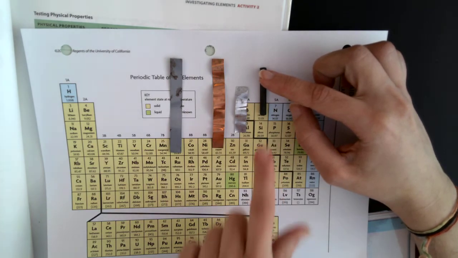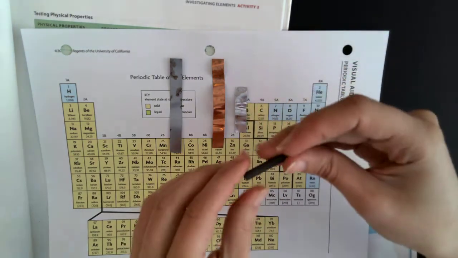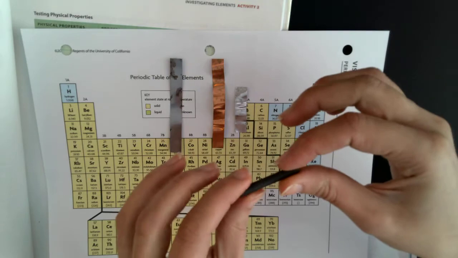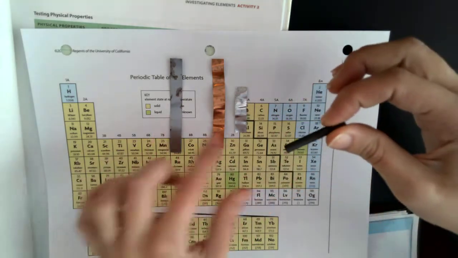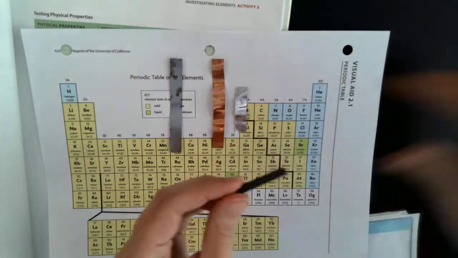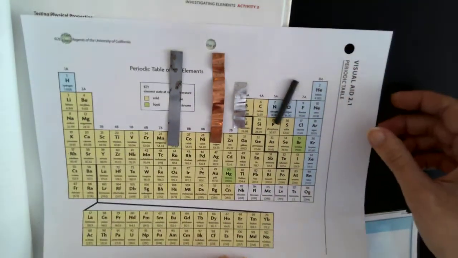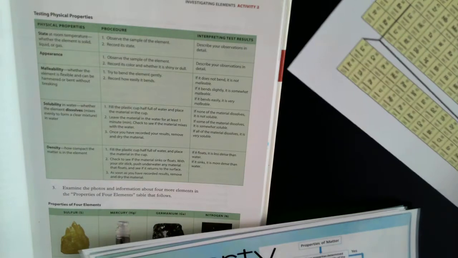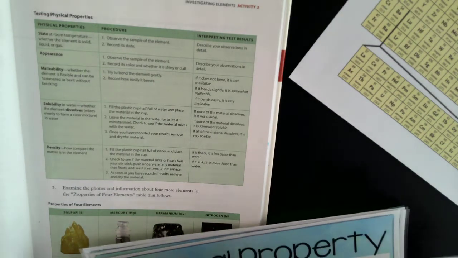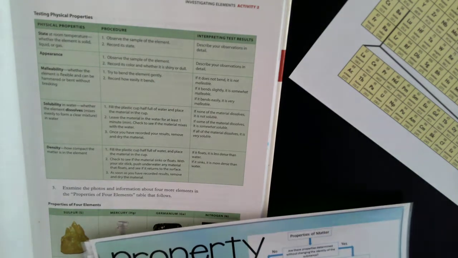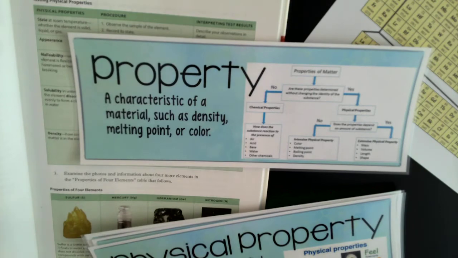All right, so carbon, be very gentle, because if you try to bend as you can do on the other ones, you could break. So please don't be too rough with this. All right, so these are the elements you are going to be testing, and as I said, you are going to be testing their properties.